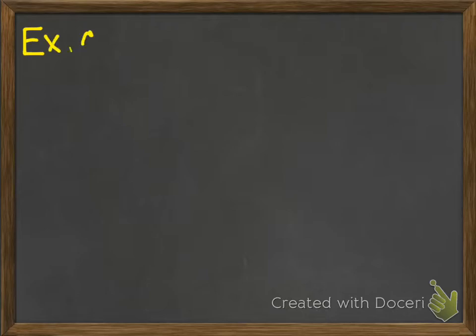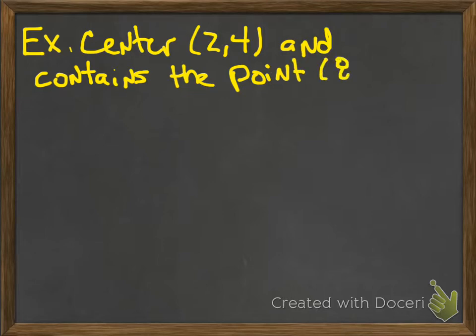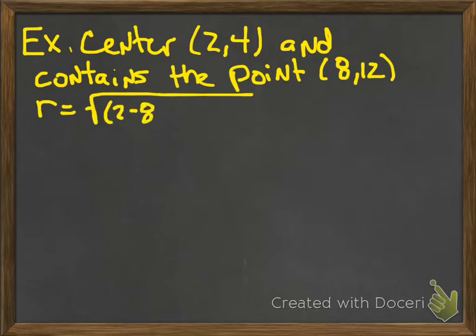Alright, I believe this is my last example here. So let's see here. We've got a center at 2, 4 and an endpoint somewhere else. Okay, so I'm not going to give you the radius. So first you've got to find the radius. So we've got a center at 2, 4, we've got a point at 8, 12. How do you find the radius? Well, you find the radius using the distance formula. Square root of the x's subtracted, squared, plus the y's subtracted, squared.